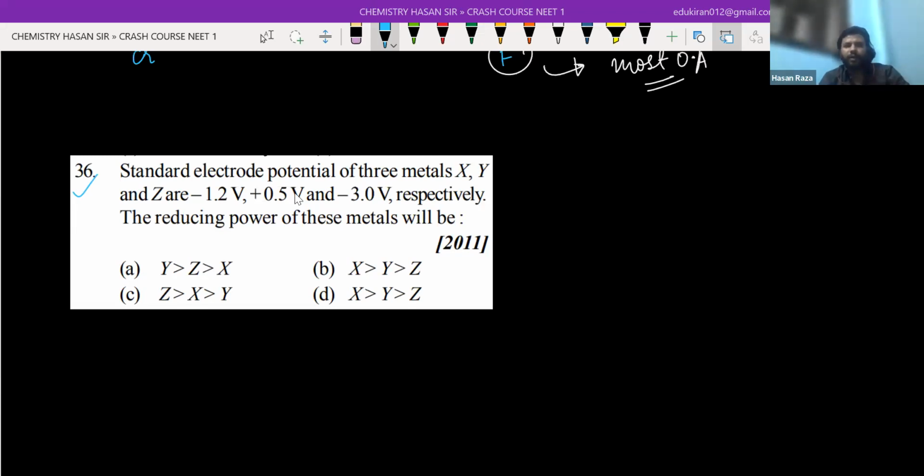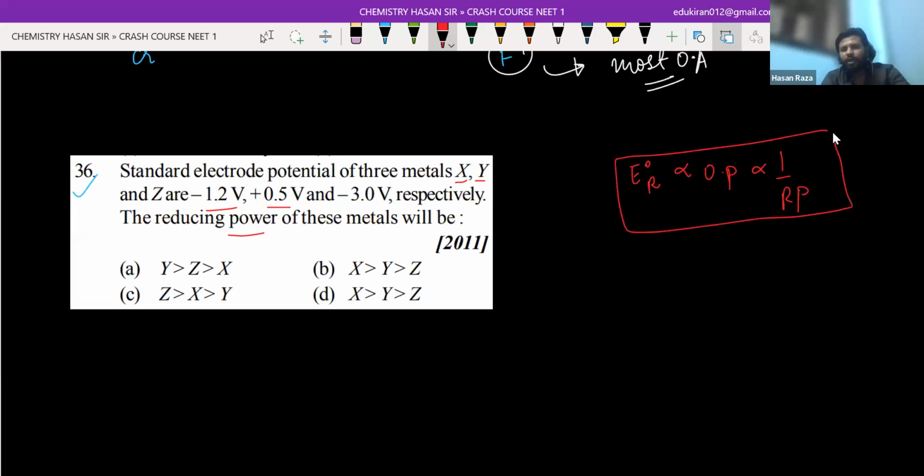As you can see, the standard electrode potentials for three metals X, Y, and Z are minus 1.2 volt, plus 0.5 volt, and 3 volt respectively. Always remember that E naught R is directly proportional to oxidizing power and inversely proportional to reducing power. Because as the value of E naught R increases, oxidizing power increases and reducing power decreases. So we need to arrange in decreasing order of reducing power.